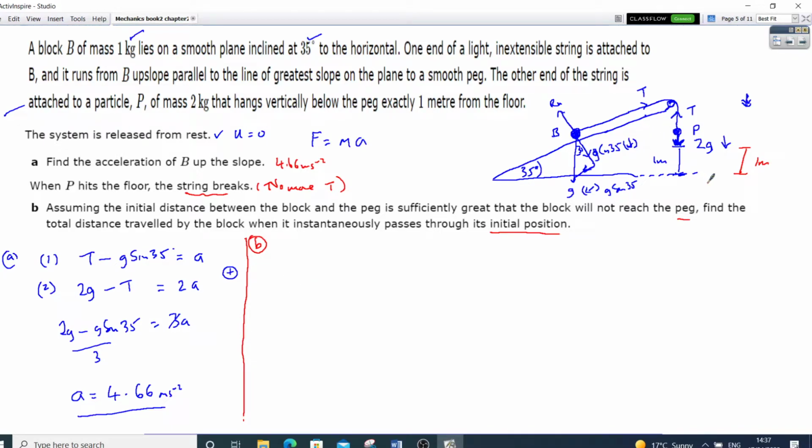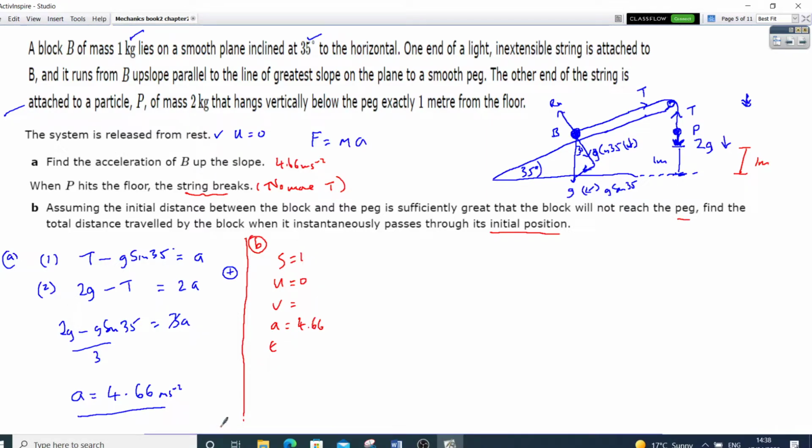So in our first instance, when it travels 1 meter, let's just put that here. The first one, we know that it's traveled 1 meter. And at that 1 meter, we know what the acceleration is up the slope, so we can put that down. Acceleration is 4.66. So what I want to find is its speed. Initial speed was 0. I want to find its final speed, which will then become its initial speed after it's traveled through 1 meter.